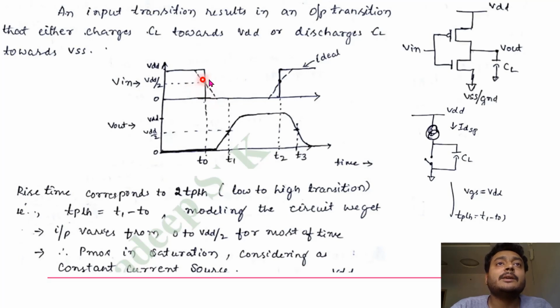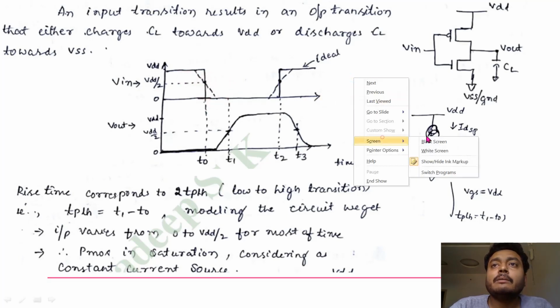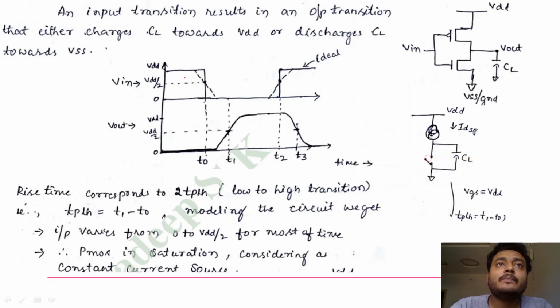We can take VDD by 2 as the midpoint of the swing here. This is your ideal case, but it is not possible, so you will have this transition. It is not always like this. There will always be some delay. So as soon as your input moves to 0 here, we will take this point here.